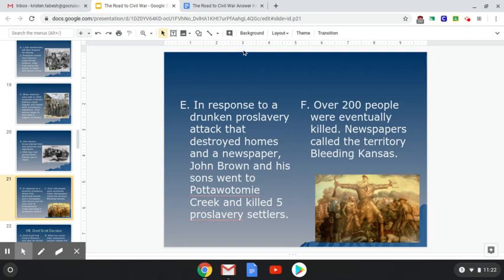So in response to a drunken pro-slavery attack that destroyed homes and a newspaper, John Brown and his sons went to Potawatomi Creek and killed 5 pro-slavery settlers. So this was becoming more tension. This was becoming bloodshed. This is another big tipping point that led to that North and South pro-slavery, anti-slavery riot and war. Over 200 people were eventually killed, and the newspapers called the territory Bleeding Kansas.